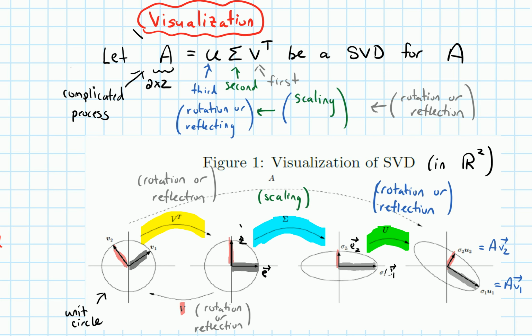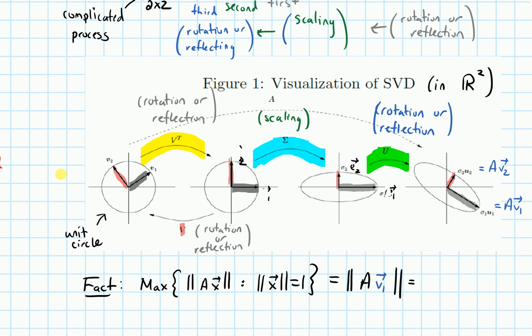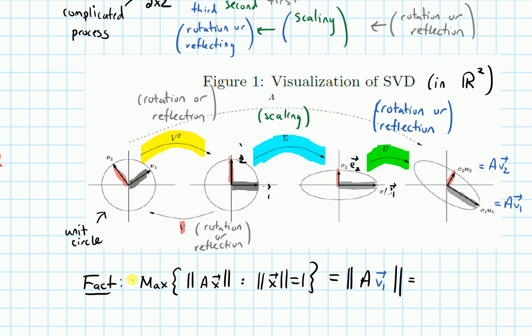All right, so I want to end this video by stating a theorem, or a key fact, essentially. Okay, so this fact talks about the biggest the length of A times a vector x can be, such that the length of that vector is 1.